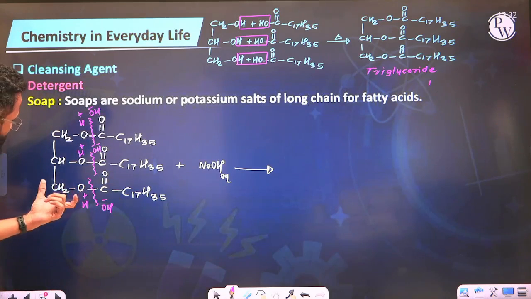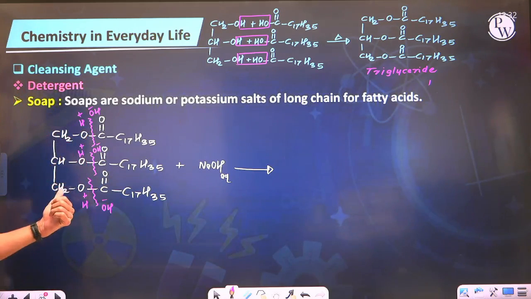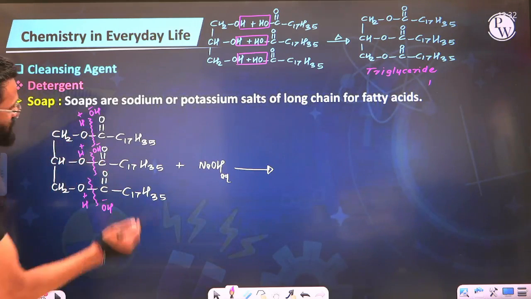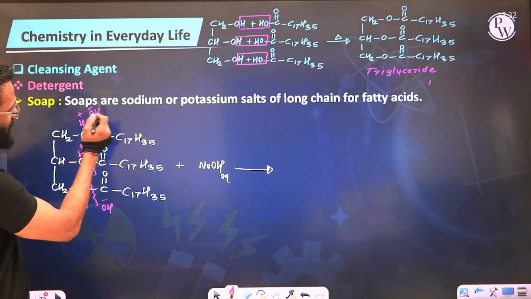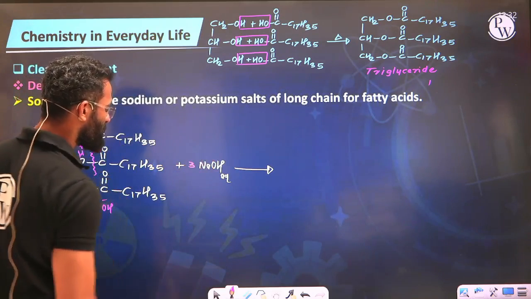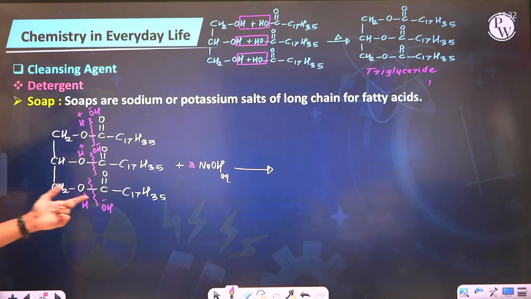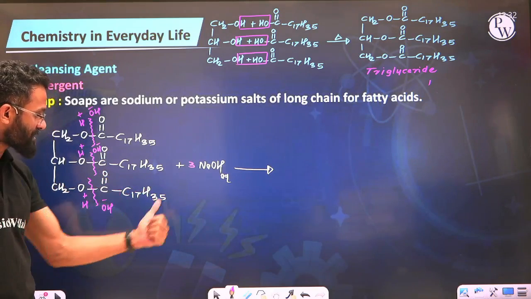You'll see the left hand side part is forming CH2OH, CHOH and CH2OH, meaning we'll be getting glycerol back. And the right hand side part is forming C17H35COOH, that is stearic acid. Since we have got a triester, if I multiply here by 3, I'll be getting 3 equivalents of C17H35COOH, which is stearic acid.